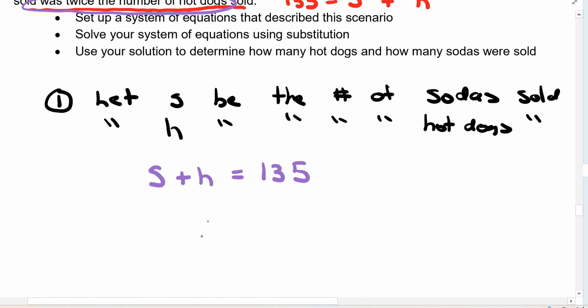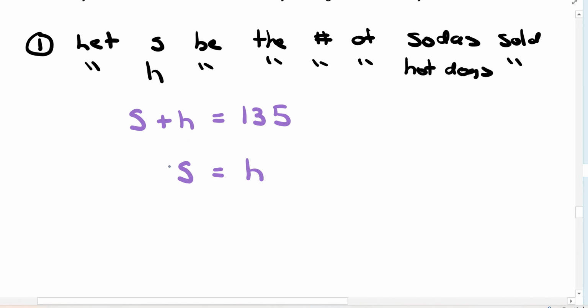So if I give you sodas equals hot dogs, this means the number of sodas and hot dogs are the same. So if I sell 5 sodas, that means I sell 5 hot dogs. But the question is saying that we sell twice as many sodas. A common mistake is students put the 2 with the S because it says twice as many sodas, but the 2 is actually supposed to be over here.